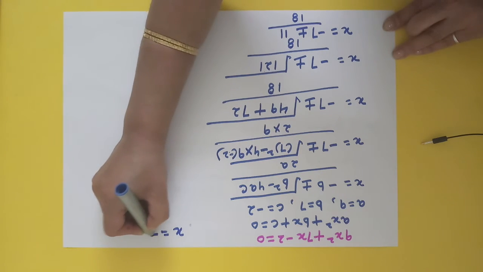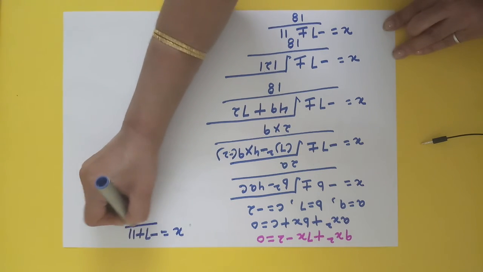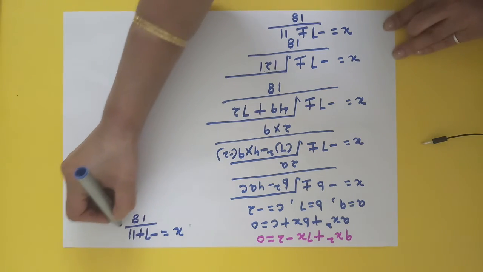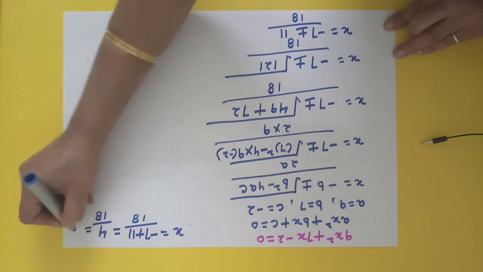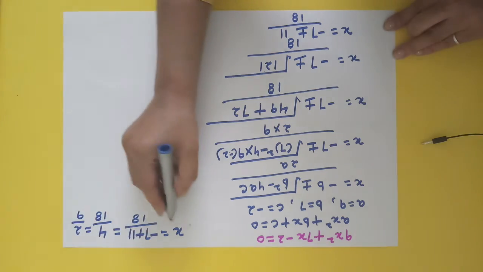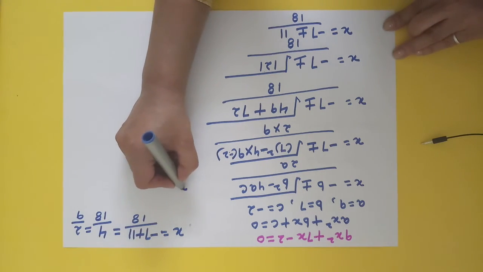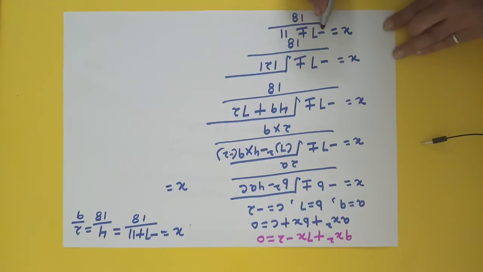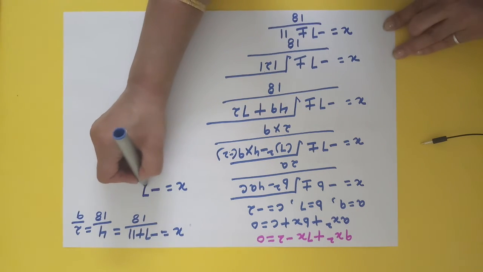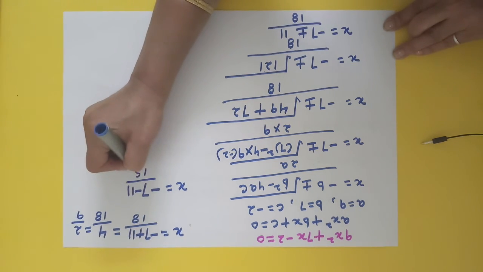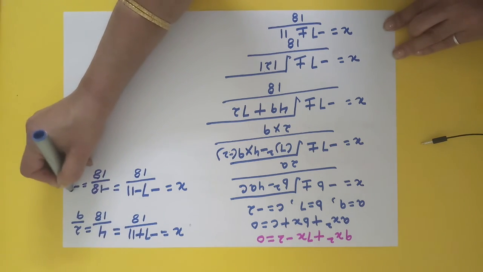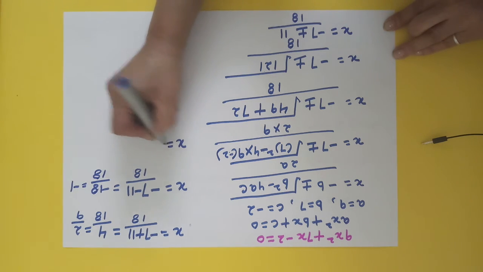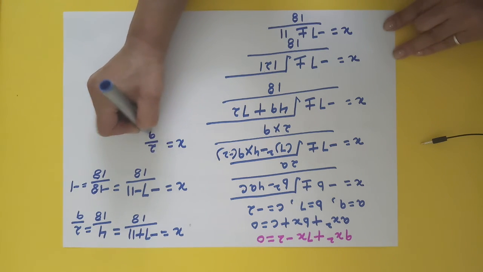So now I got two values for x. One is (−7 + 11) divided by 18. If I solve that, 11 minus 7 is 4 upon 18. If I simplify this, this is 2 by 9. I got one value of x as 2 by 9. Let me find another value for x. Minus 7 minus 11 upon 18, which is minus 18 by 18, which is equal to minus 1. So what are the values of x now? 2 by 9 and minus 1.